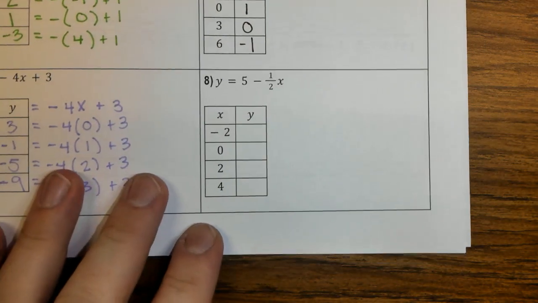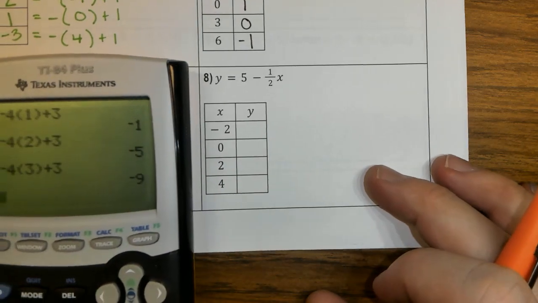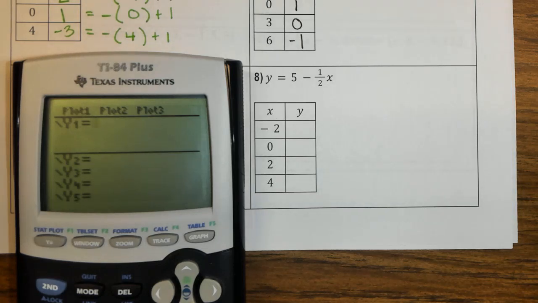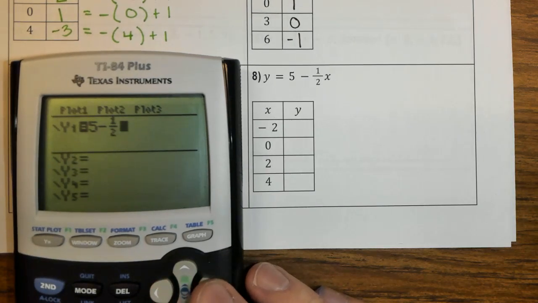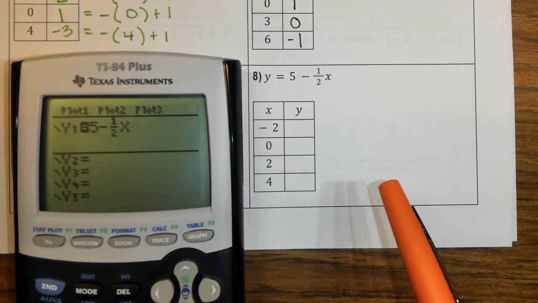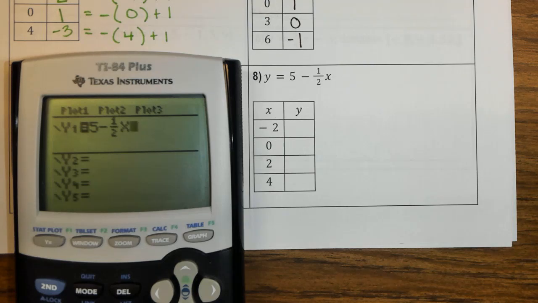All right, last one on this page, and then you get to flip to the next one. So this one has a fraction. I'm going to go ahead and do y equals, type this in. I have 5 minus 1 over 2x. Okay, that looks the same. I would always double check before you go second graph because you could very easily type something in wrong, go right to your table, and then start writing in all the wrong answers.